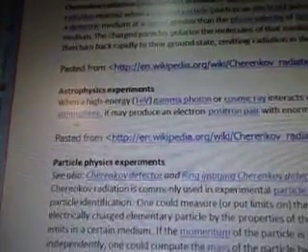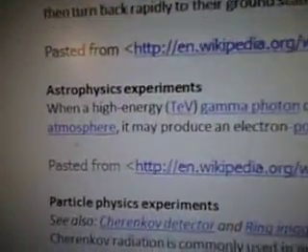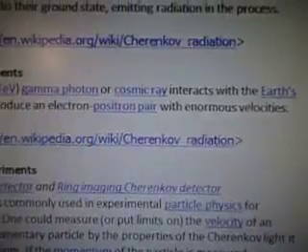And then astrophysics experiments: when a high energy TeV gamma photon or cosmic ray interacts with the Earth's atmosphere, it may produce electron-positron pairs with enormous velocities. Again, these are keywords that are very important because we want to create enormous velocities and we want to create high energy.